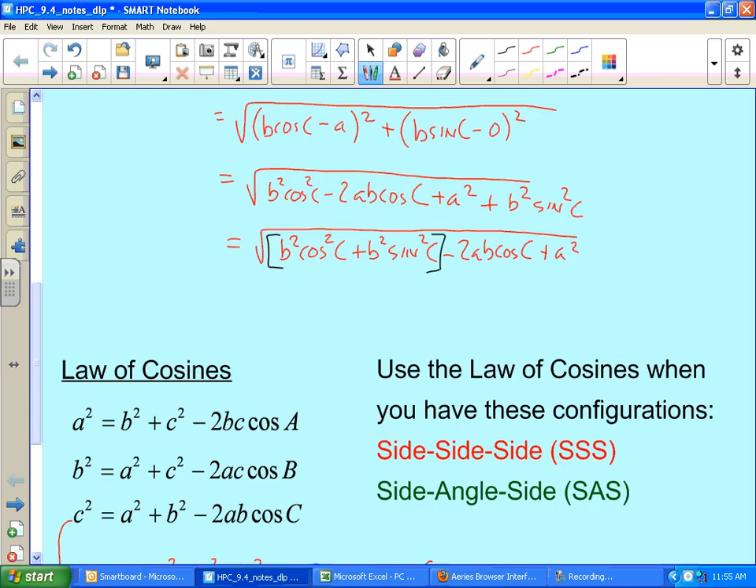Factor out the b squared. Look what happens. If I factor b squared out of this, I get cosine squared C plus sine squared C, and that equals 1, minus 2ab cosine C plus a squared. And this is still all under the square root. So this whole thing just becomes 1 times b squared.